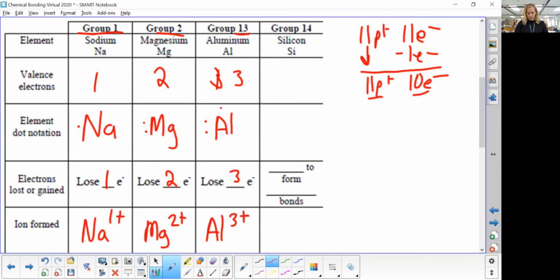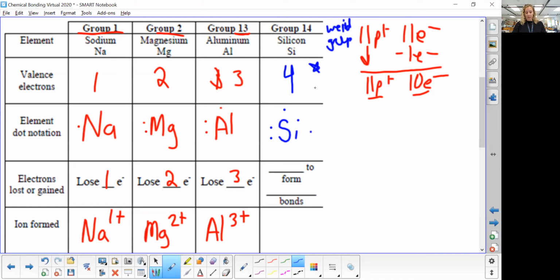Now, group 14 is what I would call the weird group. And you can maybe label that above. But they have 4 valence electrons, all right? And so the dot diagram, they're all going to have 1, 2, 3, 4. But, right, are they going to gain 4 or lose 4?